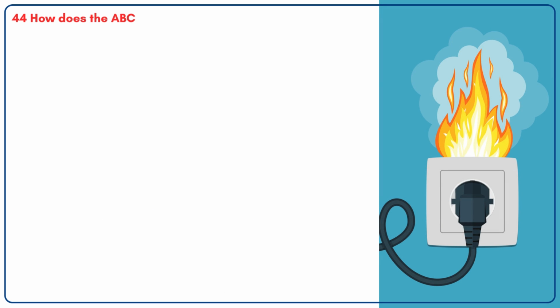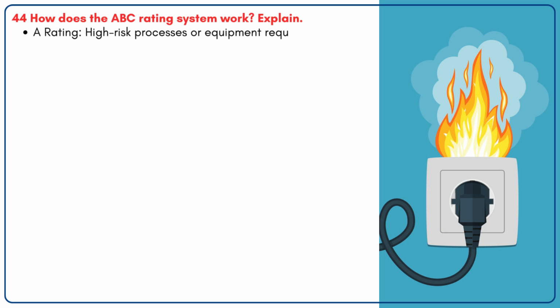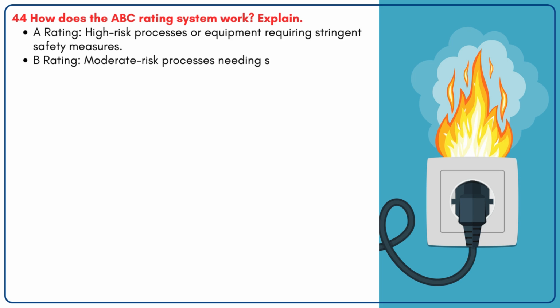44. How does the ABC rating system work? Explain. A rating, high-risk processes or equipment requiring stringent safety measures. B rating, moderate-risk processes needing standard safety controls.